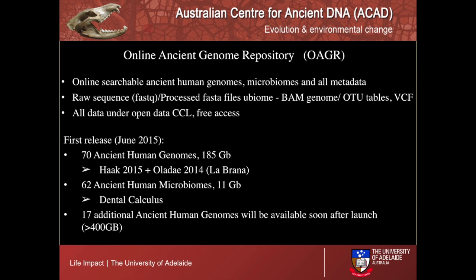So what we've created is an online repository for all these genomes, and particularly the metadata associated with them, things like the carbon dates, how the libraries were created, how the sequencing was done, all the information that's actually very important but often not attached to online NCBI resources. We've got, with kind permission from the authors who did the work, the raw sequences, the FASTQ, the processed files, BAM files, OTU tables in the case of the microbiomes, and the variant calls, and we've stacked them all up.